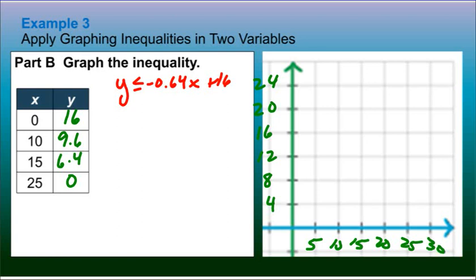I'm going to plot 0, 16. So 0, 16 is here. I'm going to plot 25, 0, which is here. And that's really as much as I need. I just need 2 points on here. If I wanted to plot the other ones, so 10, 9.6, that'd be roughly here. And then 15 and 6.4 would be roughly here.